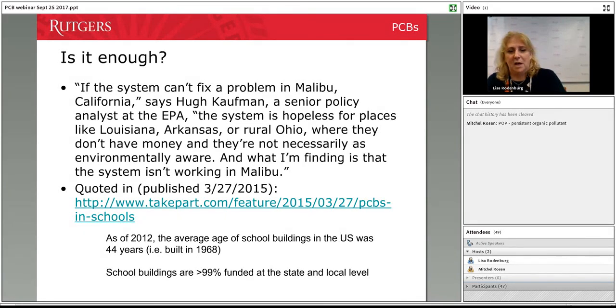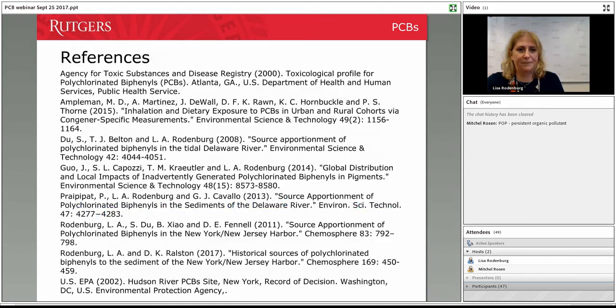do about this. And I looked up a couple of statistics. As of 2012, the average age of a school building in the United States was 44 years, which means the average school in America was built in 1968, and therefore could very well have PCBs in it. Of course, all these schools were being built in the 60s and 70s when all of the baby boomers were starting to go off to school, off to elementary school and off to high school. And in case you were not aware, school buildings are more than 99% funded at the state and local level. So if you have a problem with PCBs in your school, it's your problem. The federal government's not going to help. So that's obviously a big flaw in the design here.